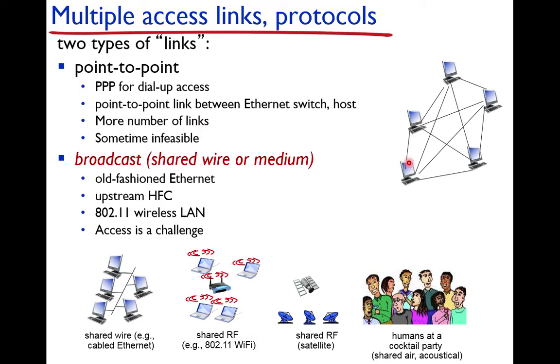Sometimes the point to point link is infeasible. Why? Because if one node is in Pakistan and another one is in the USA, it is very difficult to lay down a physical link from Pakistan to USA. Therefore we use the broadcast or shared medium.